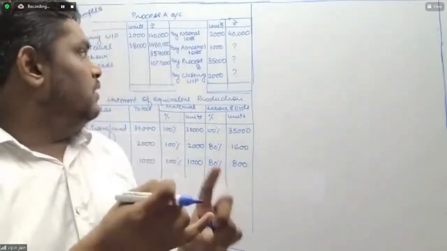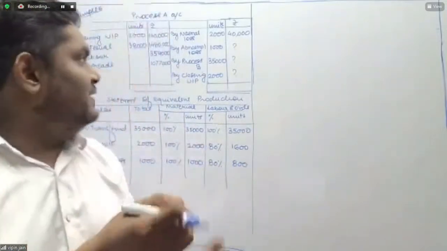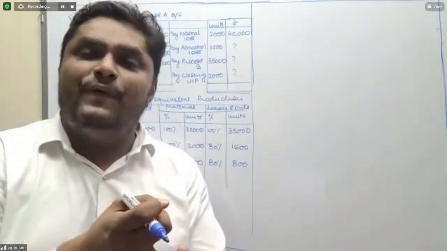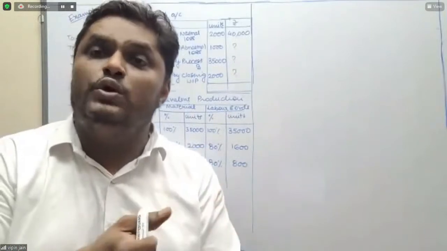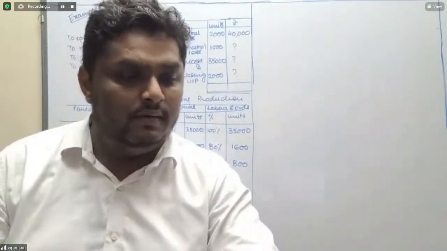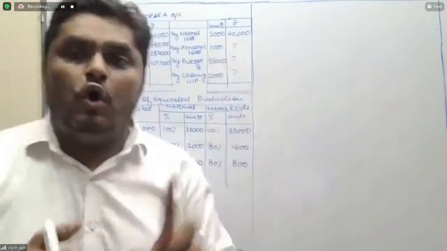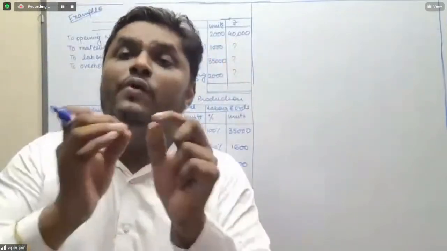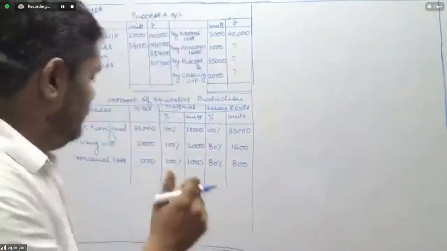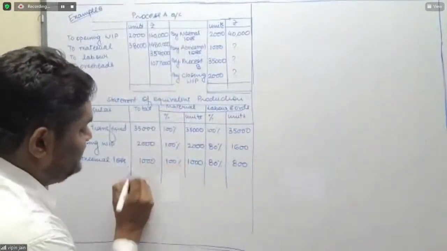Now, for abnormal loss, we have considered the units that are transferred to the next process, and closing work in progress we have considered. As far as normal loss is concerned, as I told you, we have to ignore it. So now we are done with the statement.